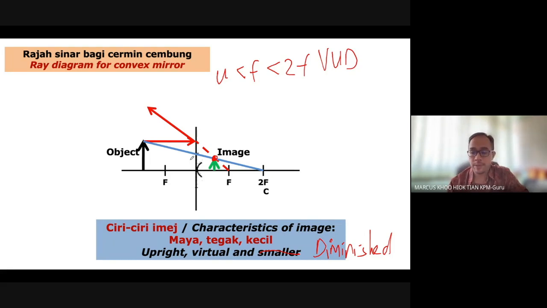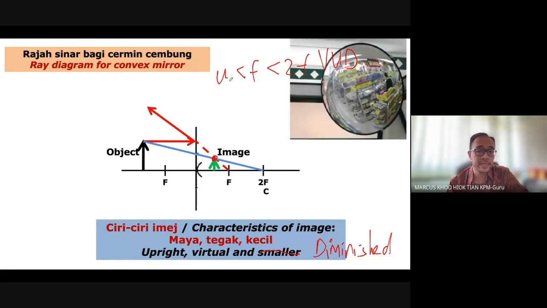The best example of this is always the mirror at 7-Eleven. If you go to 7-Eleven or any shop where there's a security mirror, it's always a convex mirror because the picture is inside the mirror, number one. Number two, the picture is always smaller than the actual thing. And number three, the picture is always upright. You see the picture in the mirror, right? It's not upside down. It's always upright, same direction.